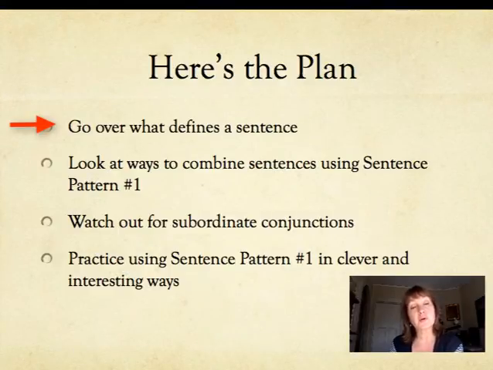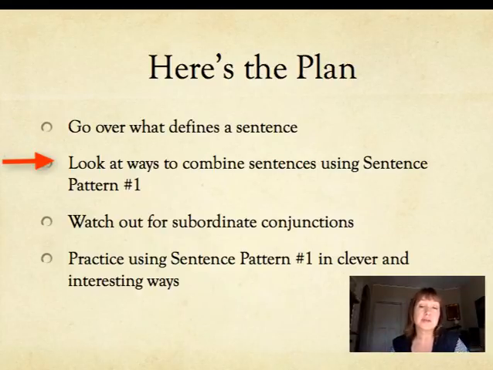We're first going to go over what defines a sentence. We'll look at ways to combine sentences using sentence pattern number 1, give a little warning about watching out for subordinate conjunctions, and practice using sentence pattern number 1 in clever and interesting ways.